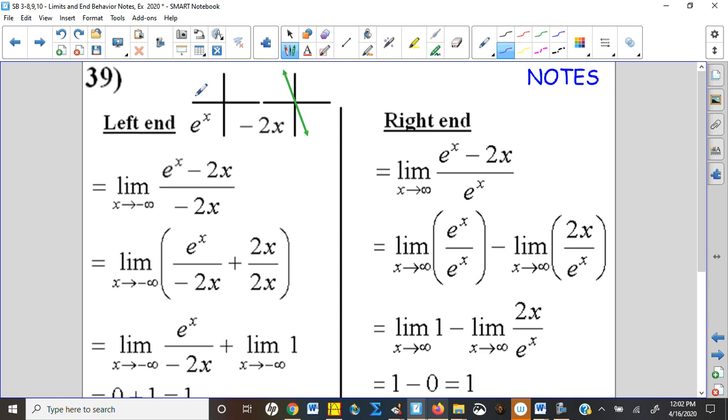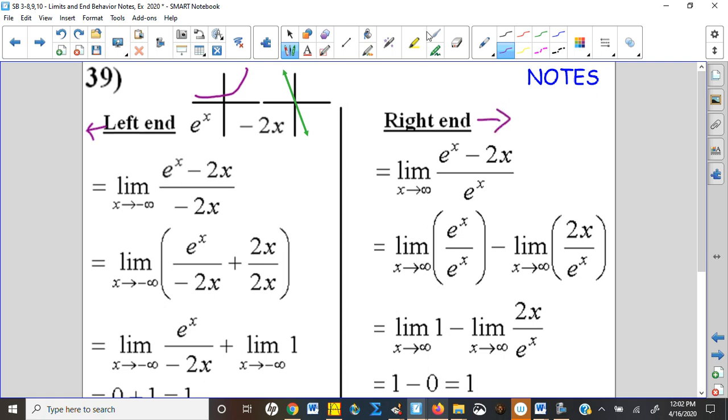Any exponential function really kind of has the same shape as long as you have a positive exponent, and e to the x is no exception. It kind of looks like this. So here's what we need to decide. Who's more powerful as we move to the left, and who's more powerful as we move to the right?